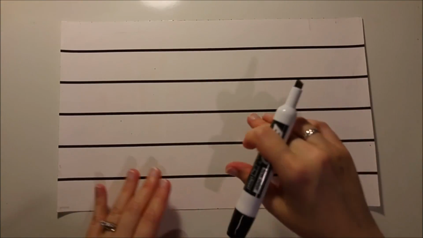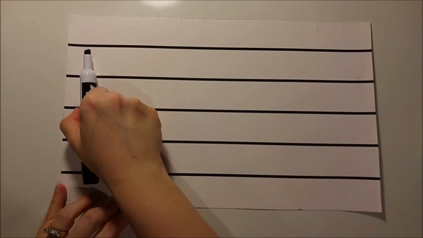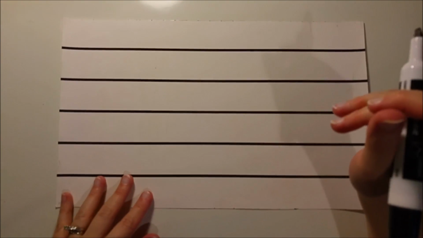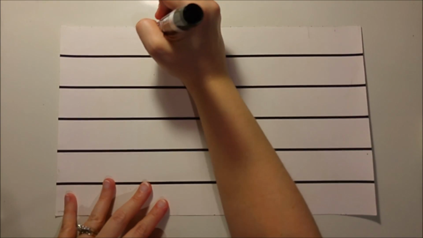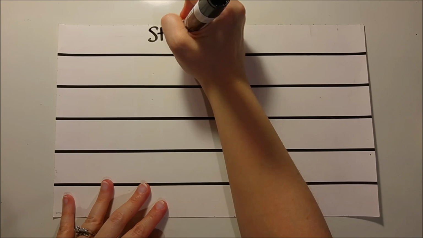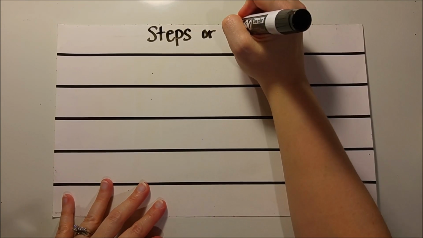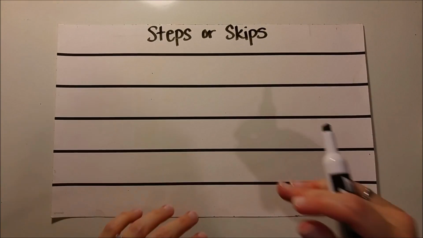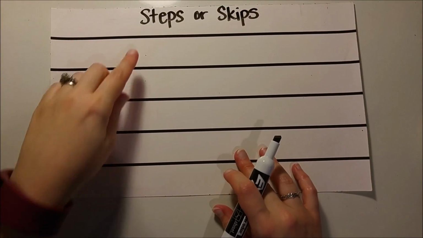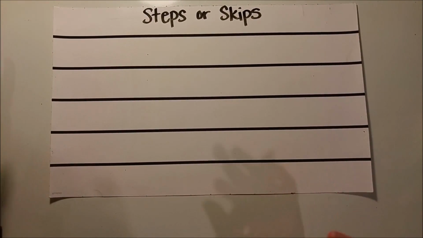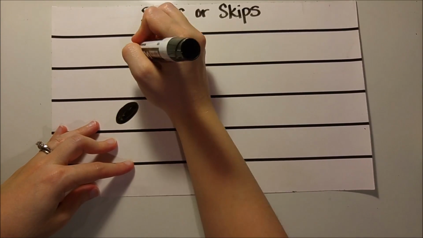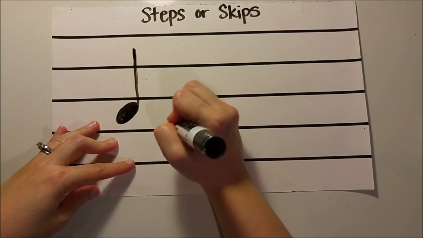So then notes can move on our staff. Remember I said we read these left to right, and the pitches are what will go up and down. But notes can move on our staff by steps or skips. I'm going to write that right here. Steps or skips or jumps, but we're going to talk about steps and skips. So say we've got 2 quarter notes in our song. We have one here and one here.